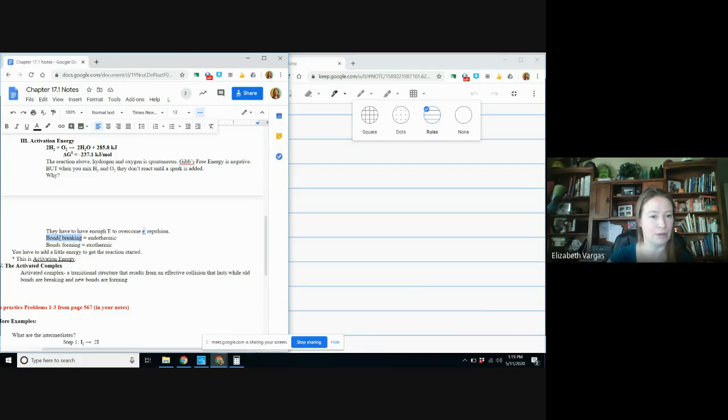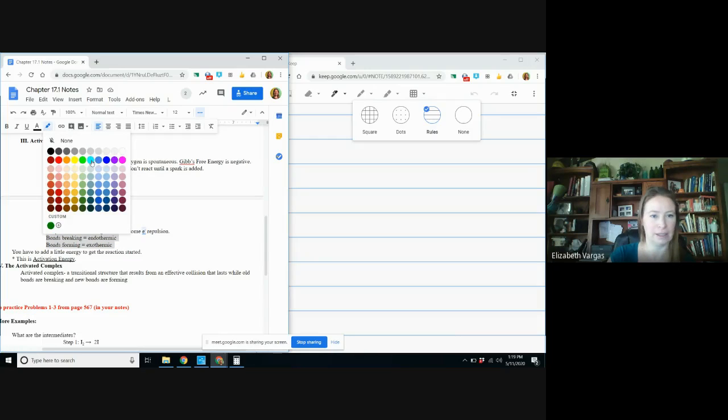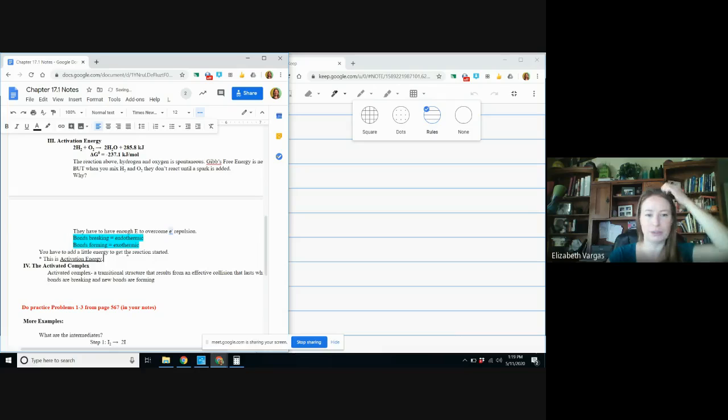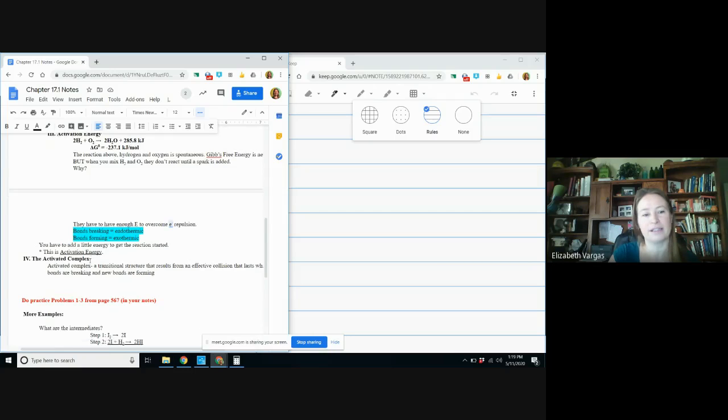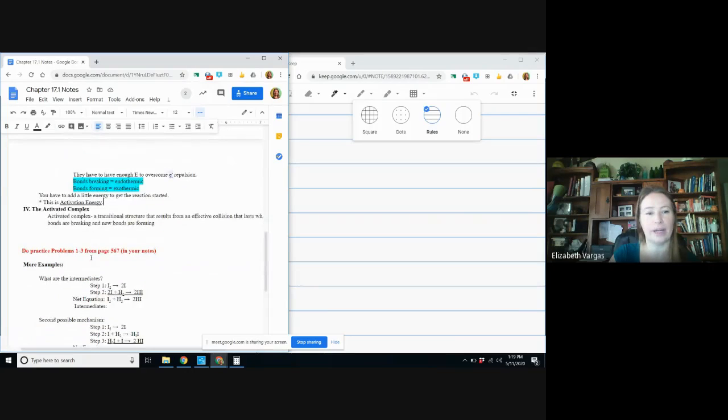Okay, that is probably the most important thing in the whole chapter, so I'm going to highlight it. Let's highlight it blue. Okay, super duper important. You have to add a little bit of energy to get the reaction started. That's activation energy. And then the activated complex is this weird thing that you get when you start the reaction.